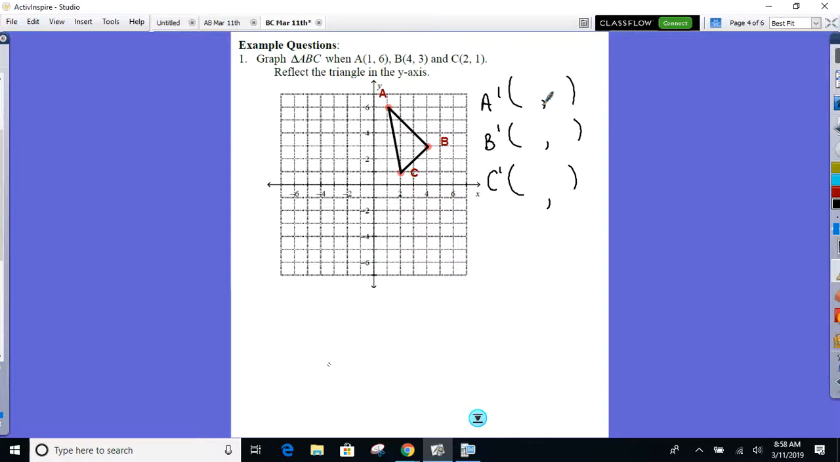Just count the distance from the y-axis, go that amount in the other direction. Name the points. Make sure you got the primes with them.